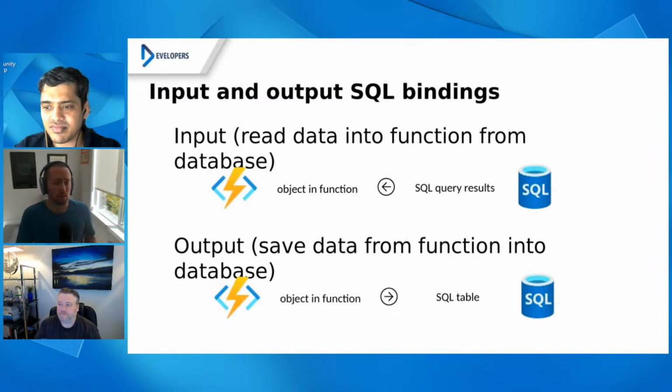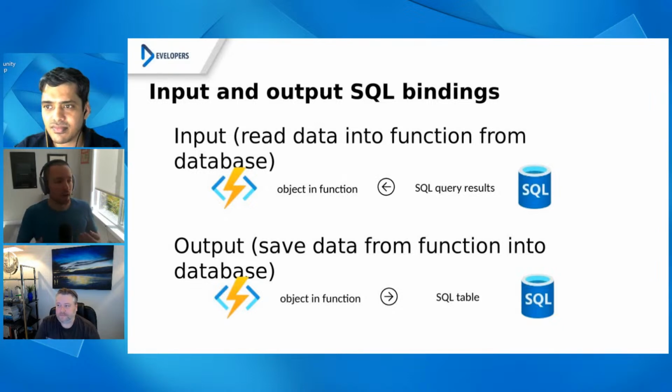Real quick, similarly for the SQL bindings to what we saw for the Data Explorer bindings, there are input and output bindings. For an input binding, you're reading data out of the database into the function. So when the function runs, you get an object in the function that contains the query results from your SQL database. And then the output binding is an object from the function that, at the end of its execution, gets written into a table specified by SQL.